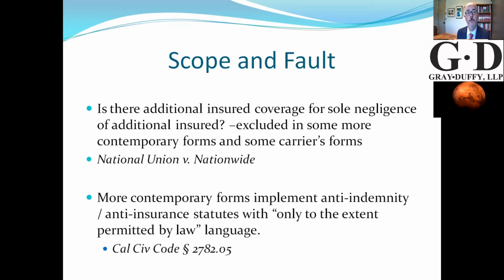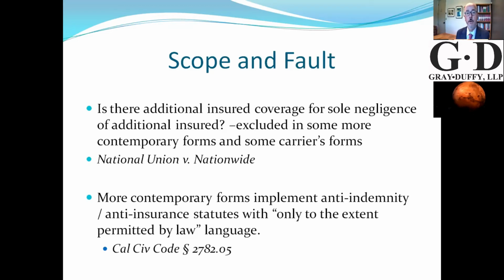For instance, in National Union versus Nationwide, there was sole negligence found at the end of the case by the jury on the part of the general contractor. So the general contractor was not entitled to indemnification under the subcontractor's policy. However, the court also found that until that determination was made at the end of the case, there was potential coverage, and therefore the subcontractor's carrier had to defend the general contractor. So that's that concern we have about potential for coverage and whether there has to be a duty to defend the additional insured.